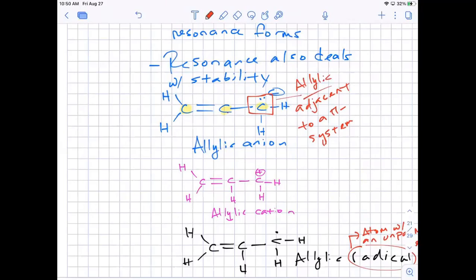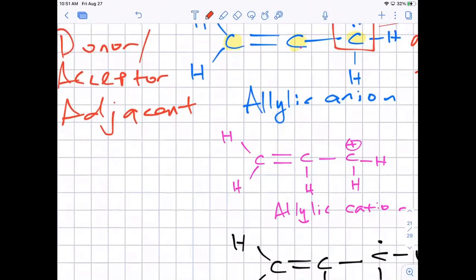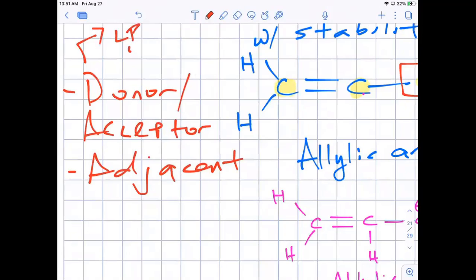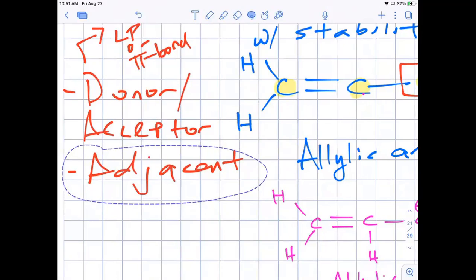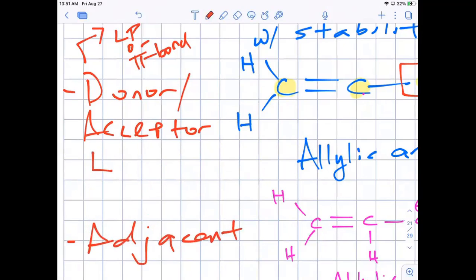there are 2 things that have to happen, or 2 things that have to be present. You need a donor and you need an acceptor, and they've got to be adjacent. Right, so an example of a donor is a lone pair or a pi bond. An example of an acceptor is a pi bond or a cation. Those are your donors and acceptors.